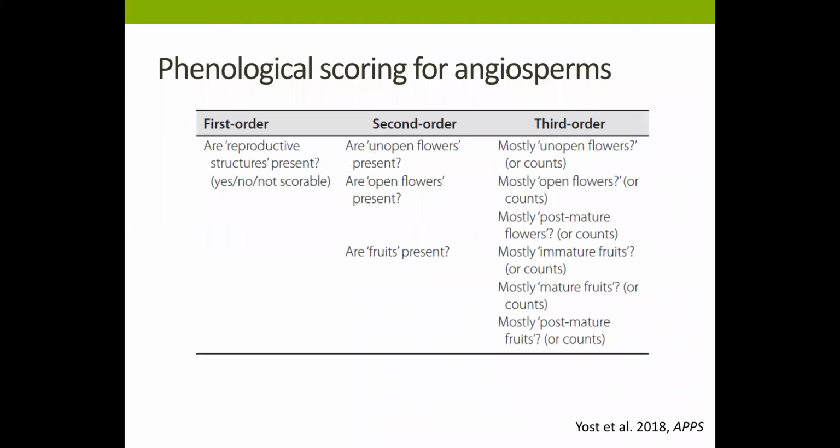And essentially that breaks a phenological score on a specimen down into 3 different orders. The first and broadest category is just answering the question, are reproductive structures present on the specimen? Yes, no, or not scoreable. And for many species, this will be all that you're able to answer. However, for many other species, you can probably answer second order questions, which is, are unopened flowers present, are open flowers present, and are fruits present?